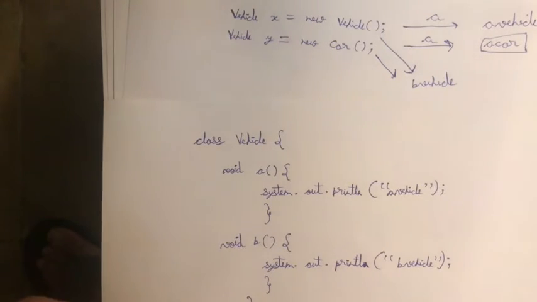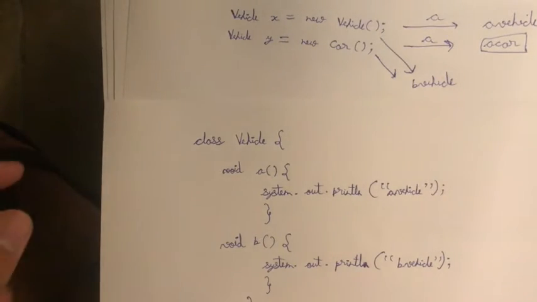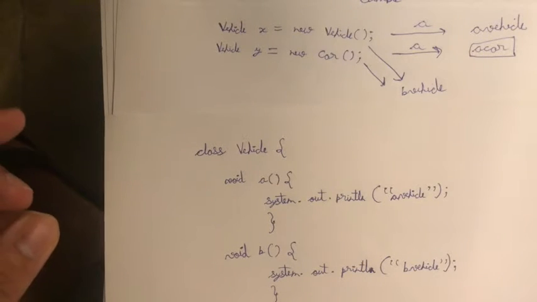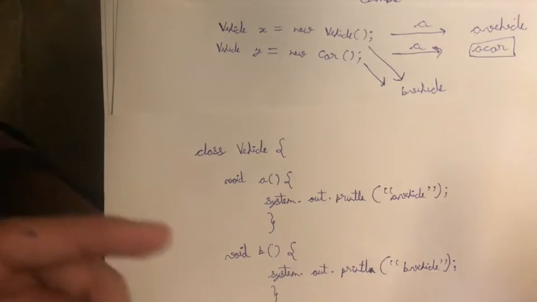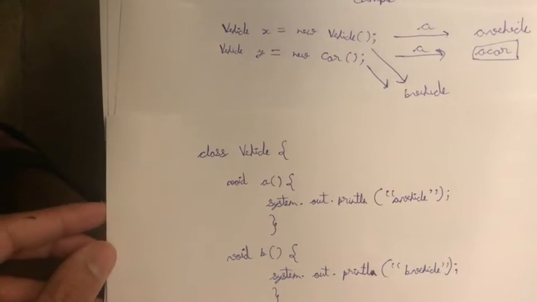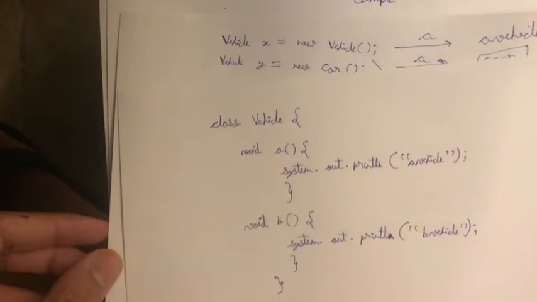How this is different from overloading is that in overloading the method name is the same, but the parameters are different. In the same class, the method name is same, but parameters are different. So depending on what parameters you fit in, that particular method is being called.